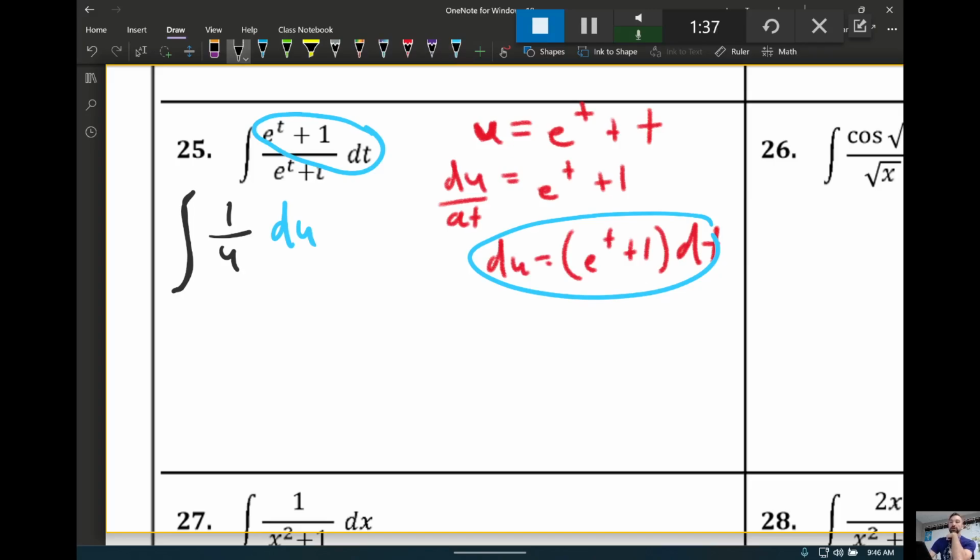Okay, how do we integrate 1 over u? Natural log. Close. You need the absolute value too. Natural log, absolute value of that, plus C.